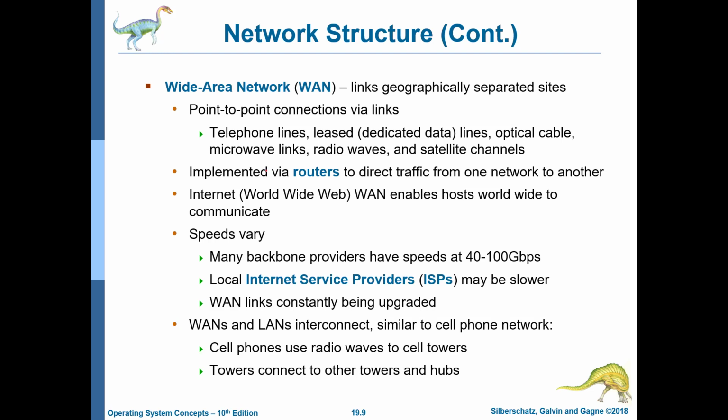Now coming to the wide area network, this essentially links geographically separated sites. And when I say geographically separated, there can be large distances between these sites. WAN networks are point-to-point connections. In the older days, they used to be telephone lines, but now they are dedicated data lines, optical cables, microwave links. There are all kinds of technologies out there, including satellite links. These are all for having point-to-point links, and of course these are between routers. And the job of a router is to direct traffic from one network to another.